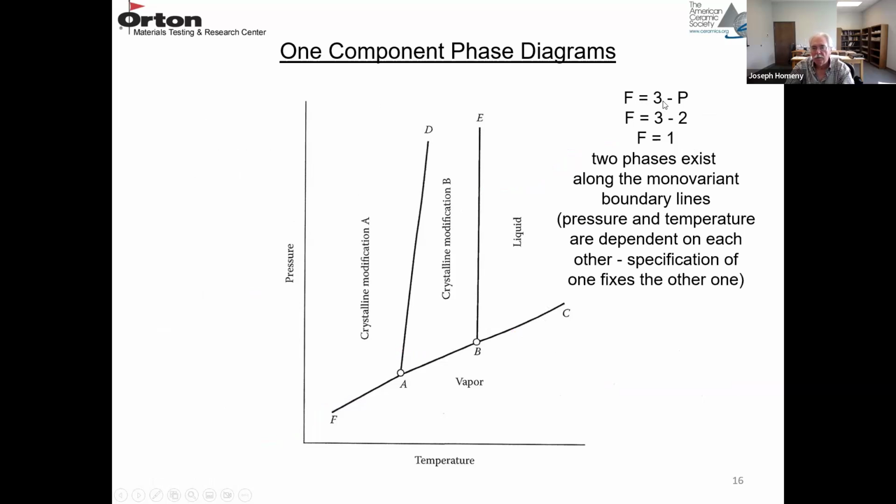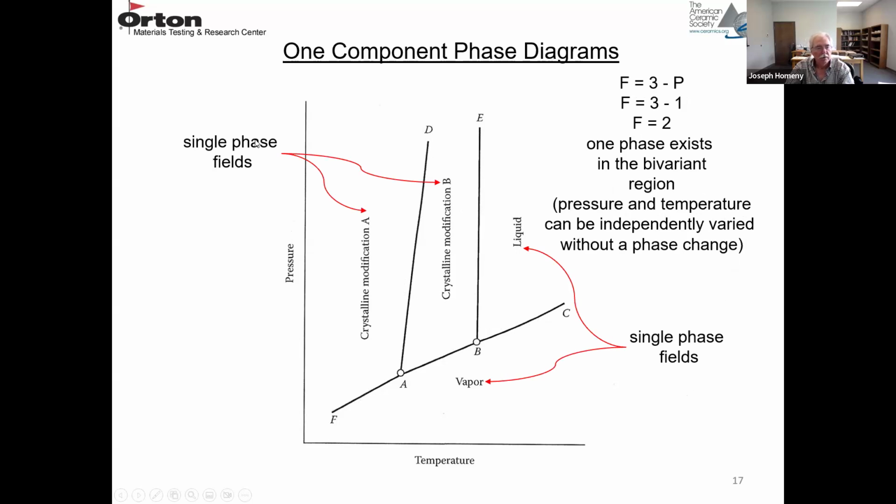So F equals 3 minus P. If we're on any one of these lines, there are two phases present, so P would be 2, so F equals 1. So two phases exist along any one of these monovariant boundary lines. So pressure and temperature are dependent on each other. If you specify one, either pressure or temperature, it's going to fix the other one. So that's a monovariant situation. Again, along any one of these lines, you have two phases present. At points A and B, you have three phases present.